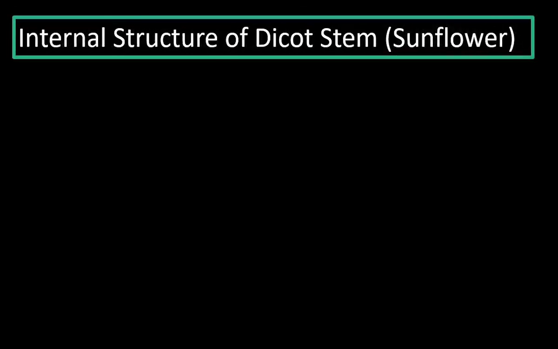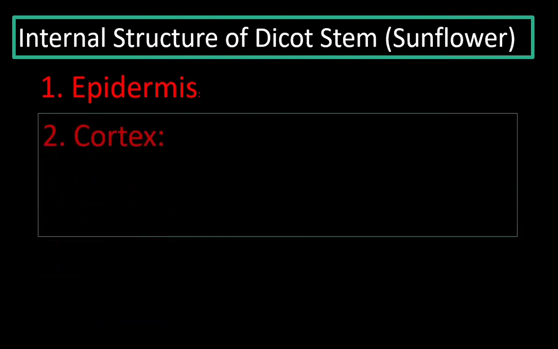In this part, we shall discuss the internal structure of Dicot stem. In the previous video, we learned about the internal structure of Dicot root. There are a lot of similarities between the arrangement of cells in these two internal structures. What is the outermost part of a plant body? Epidermis. In stem also, the epidermis forms the outermost part. Below the epidermis there is cortex.